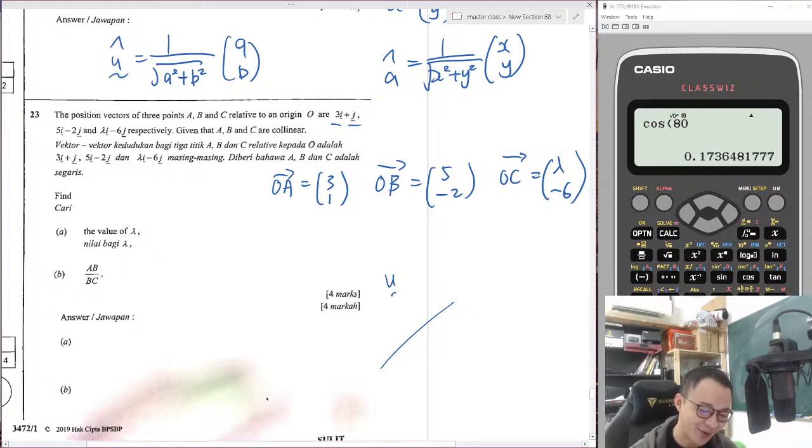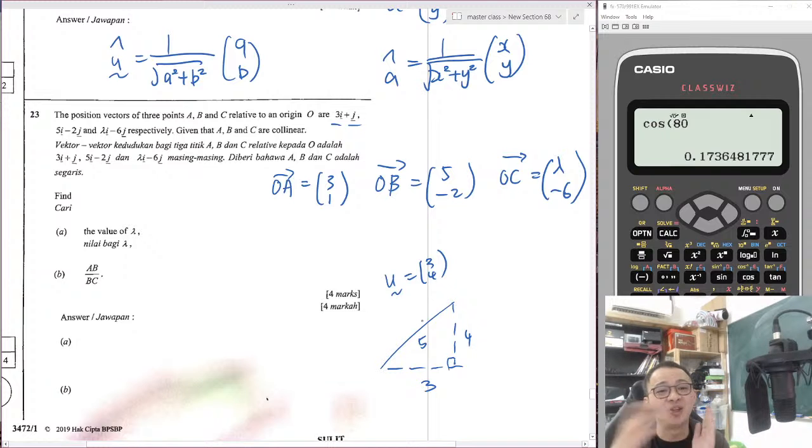Let's say u equals 3, 4. You want to find the length of 3, 4, right? This one basically means 3 units here, 4 units here, isn't it? Pythagoras tells me 3, 4 will give 5, isn't it? So that means the whole vector u here has a total of 5 units, right?